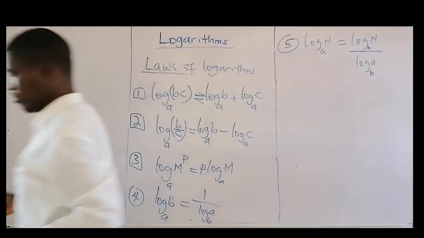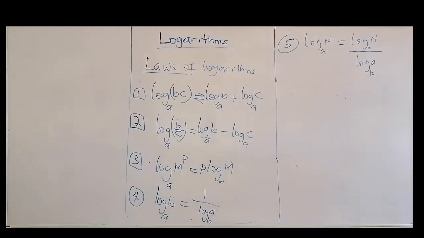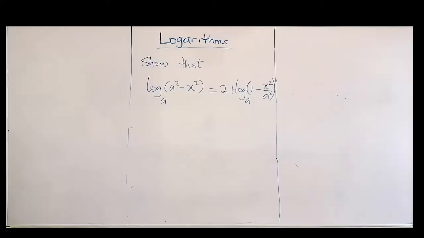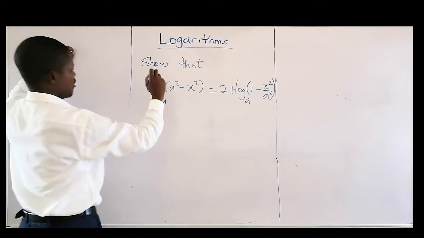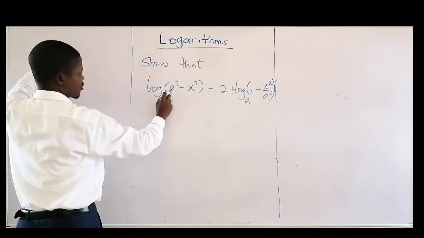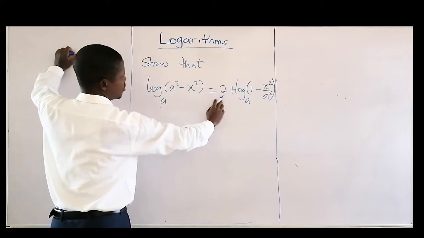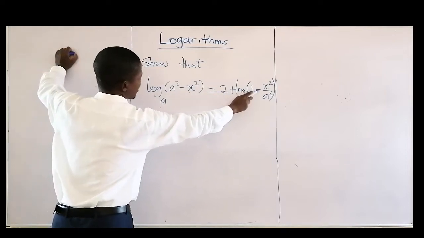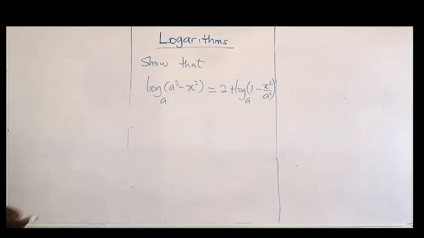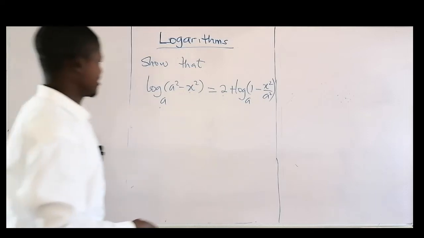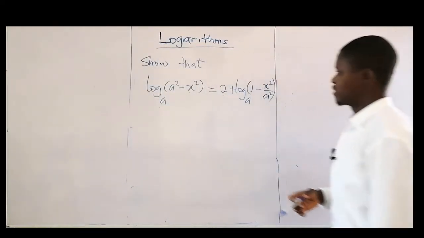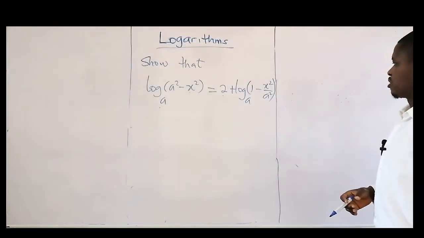So let's see application to this logarithm. Show that log of this function, A squared minus S squared, base A is equal to 2 plus log of 1 minus that. So when you see a question like this, you need to check the expression and you realize that they've done something here. Let's see what they've done.